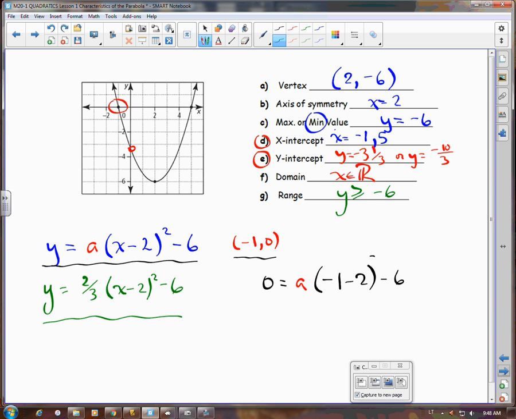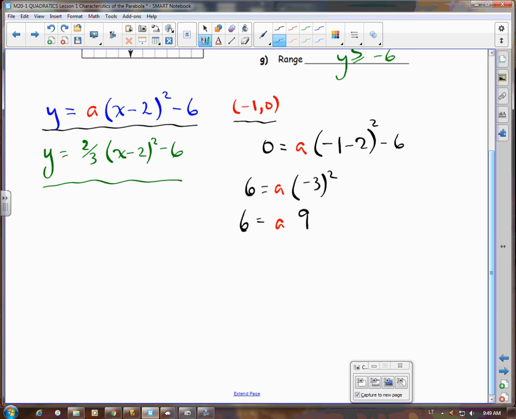So, don't forget the square. If I add 6, move that 6 over, now this is going to be -1 minus 2 is -3. -3 squared is 9. And so to solve for a, you're going to divide both sides by 9. And so that's the algebraic way to get that 2/3. And so now if you miss lesson number 3, this is where it is.